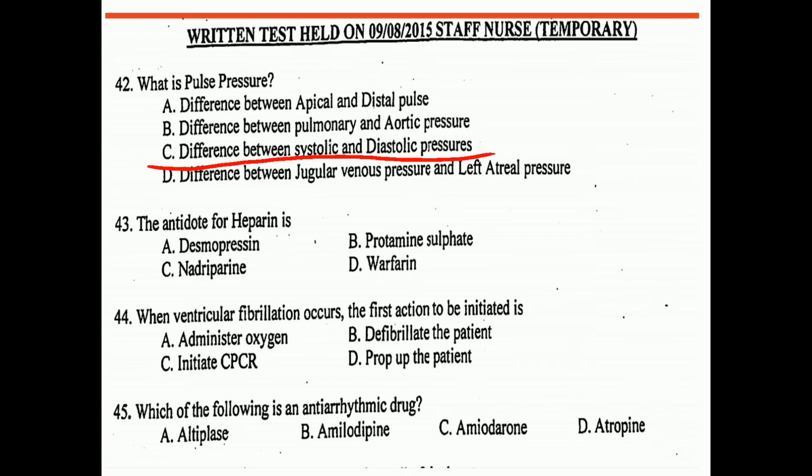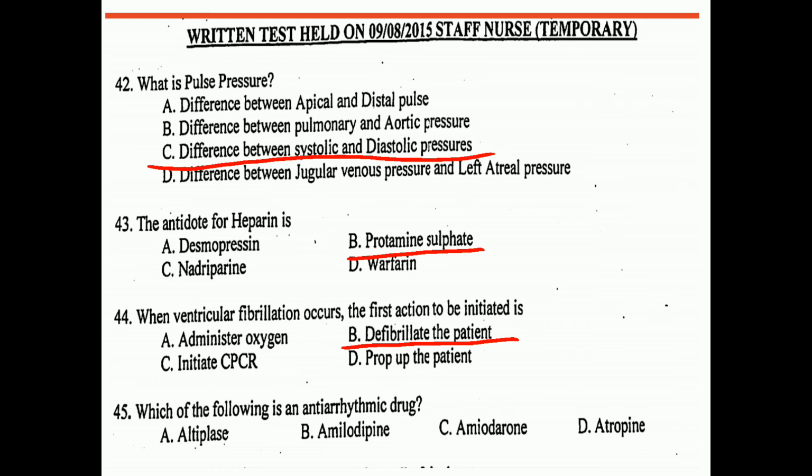Question number 43. The antidote for heparin is option A, desmopressin, B, protamine sulfate, C, nadroparin, D, warfarin. The correct answer is B, protamine sulfate. Question number 44. When ventricular fibrillation occurs, the first action to be initiated is A, administer oxygen, B, defibrillate the patient, C, initiate CPR, D, prop up the patient. Correct answer is B, defibrillate the patient.